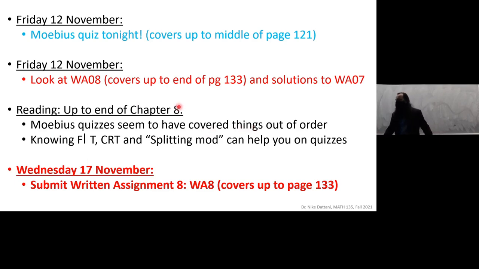Just read up to the end of chapter 8. Even if that doesn't happen, even if everything is according to schedule, if you know Fermat's little theorem and Chinese remainder theorem and splitting modulus theorem, that can help you. Because if you have to do x to the 122 mod 7 or something, you could do it the brute force way where it's still 5 or 6 lines. We did it in class, but once you know Fermat's little theorem and stuff, you're going to be able to do that even faster maybe.